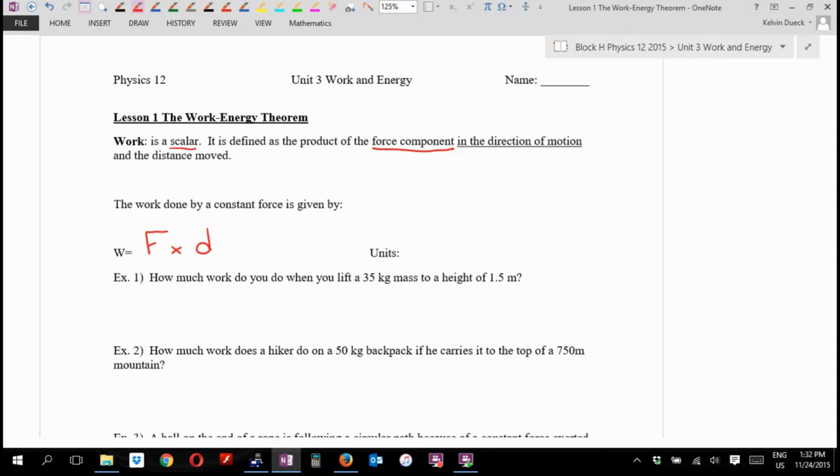It's given by force times distance. What are the units? Well, the units could be a Newton meter, because that's what force times distance is, but we give this a special name. What do I measure work in? Joules. Symbol capital J, named after a scientist whose last name was Joule.